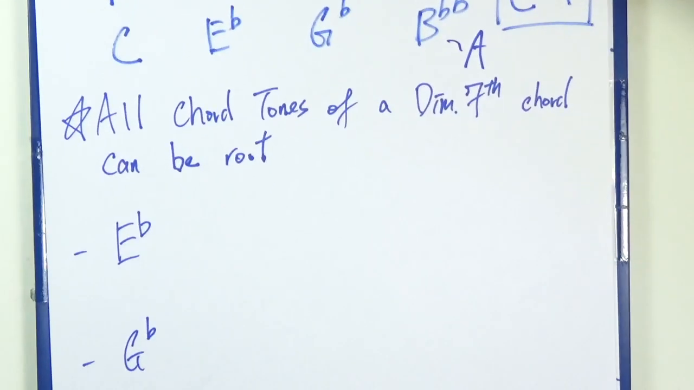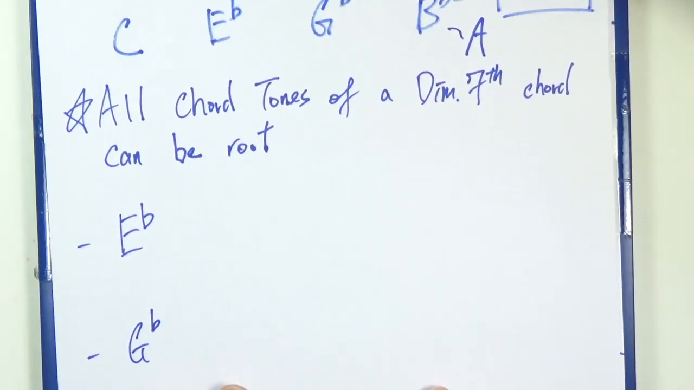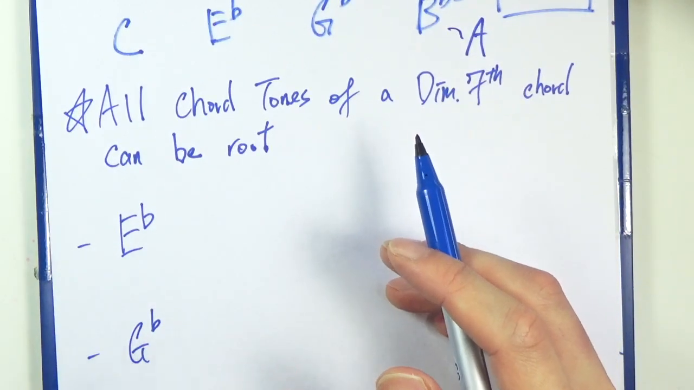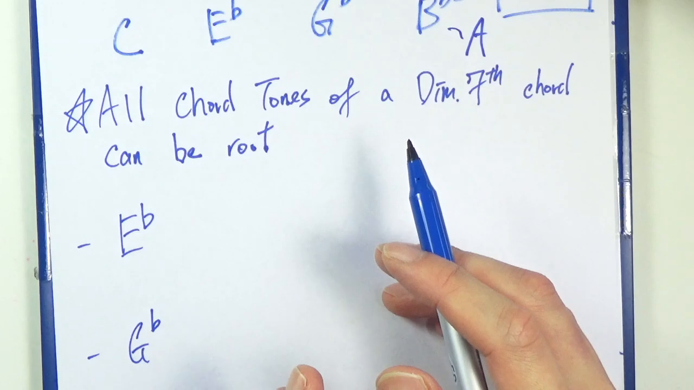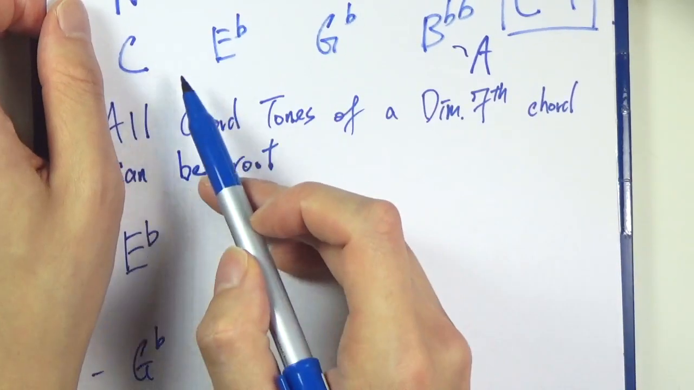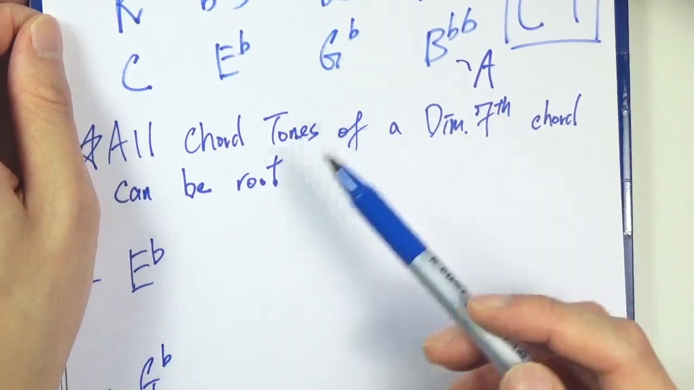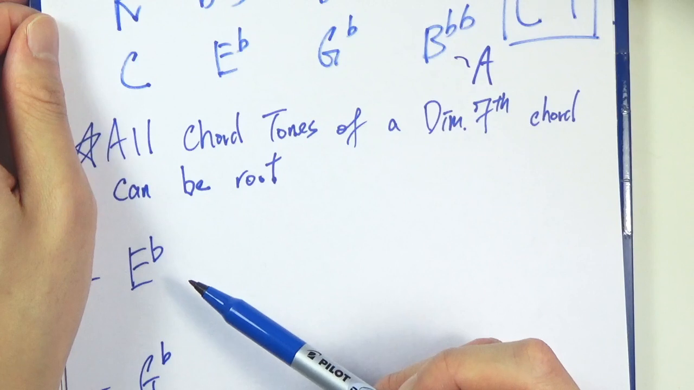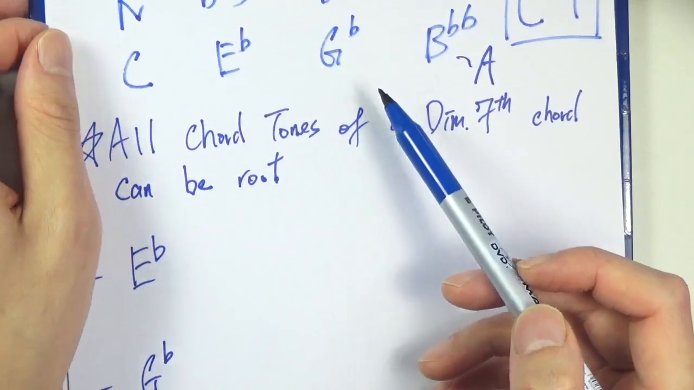One very important property of a diminished 7th chord is any of the chord tones can be a root. So let's do an experiment. We have 4 chord tones, right? C, E flat, G flat, B double flat. Let's try to construct diminished 7th chords with these chord tones as well.